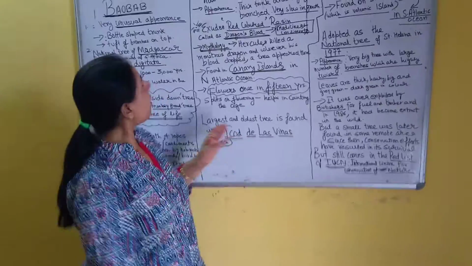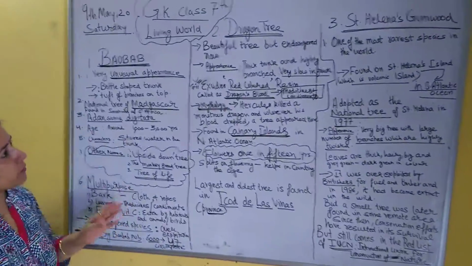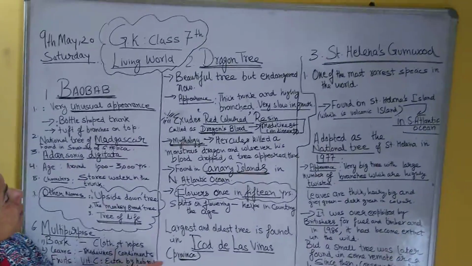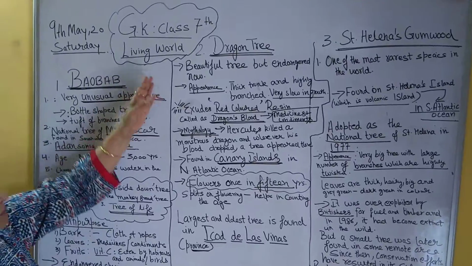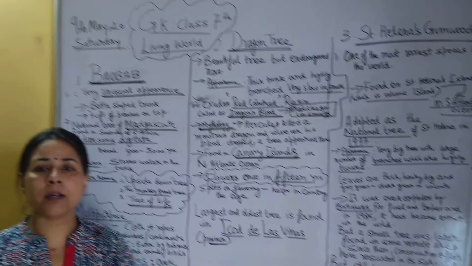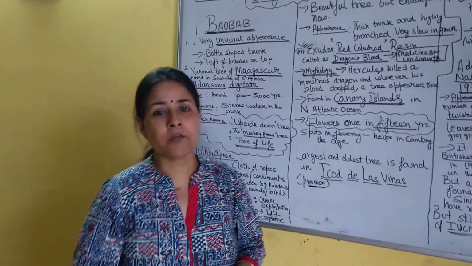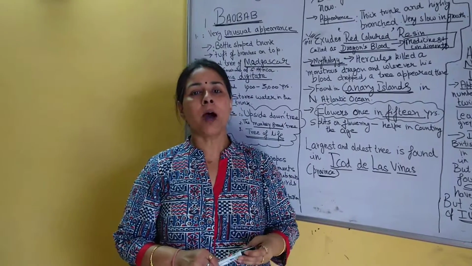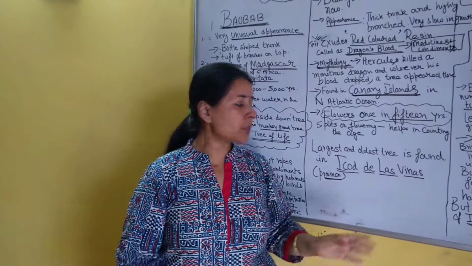So this was all about the three trees, which were part of your first unit, which is the living world. I hope everything is clear. In the next session, we will talk about some unusual animals. So this is it for now.